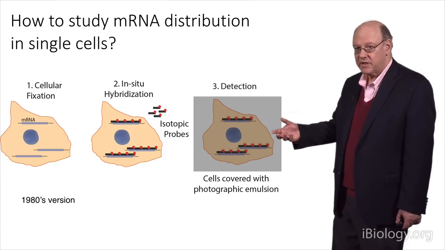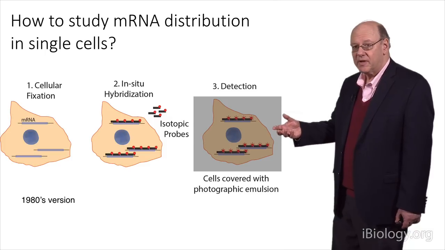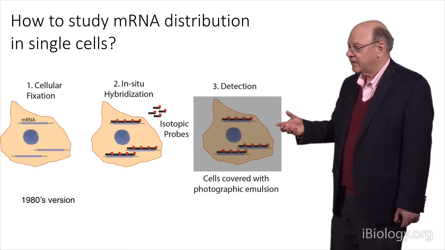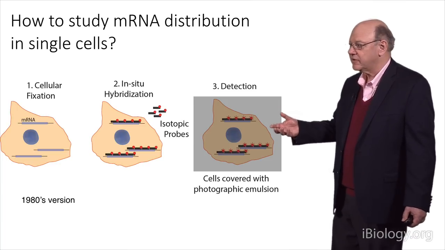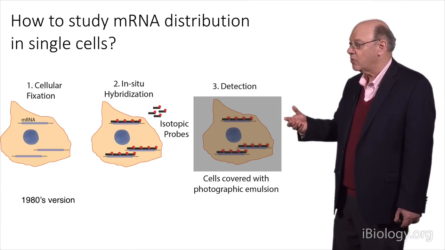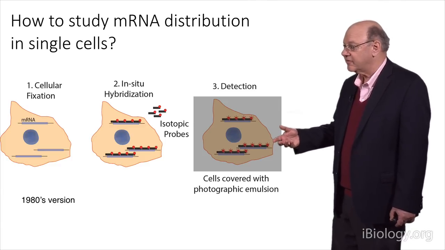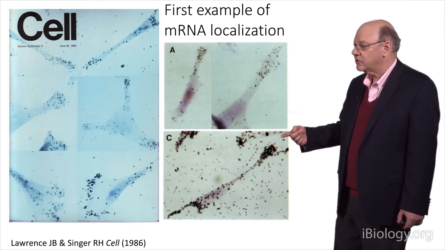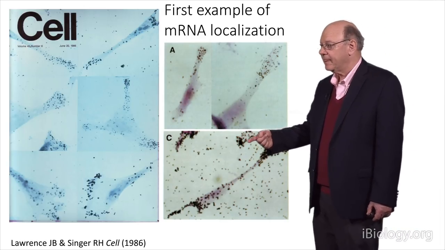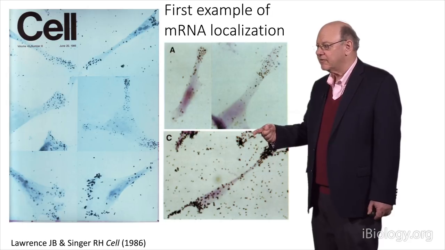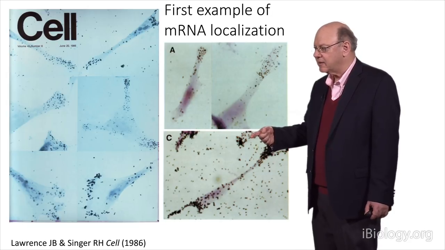Unfortunately, this time takes 3 months because isotopic decay occurs very slowly. Tritium decays once every 12 years or something like that. So you have to have a lot of molecules and a lot of decay to generate enough grains. But eventually you can see this sort of result, which is the first example that showed localization of an mRNA, in this case beta-actin mRNA.